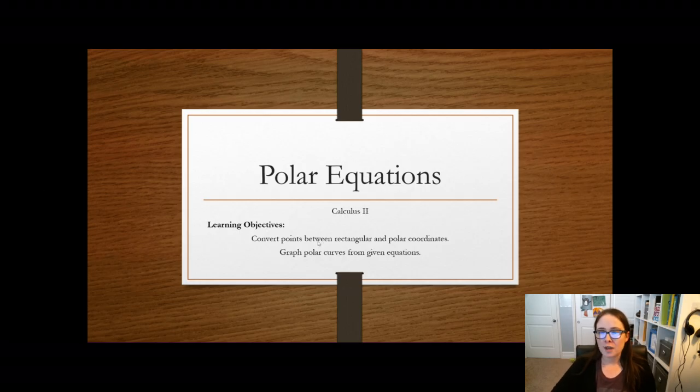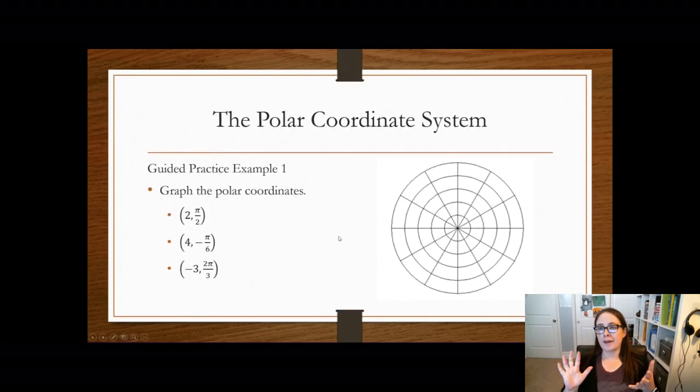So we're going to practice graphing points, converting between polar and rectangular, and play around with some graphs in the polar coordinate system. So first, let's look at graphing in the polar coordinate system.